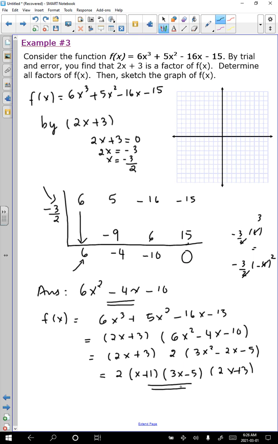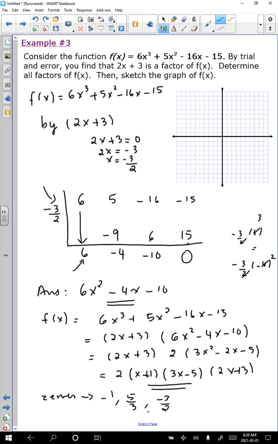And then you're asked to sketch it. So how would you sketch this polynomial? Well, you're going to look at the zeros it's going to have. You're going to put each of them equal to 0. x plus 1 equal to 0 means x equals negative 1. 3x minus 5 equals 0, so x equals 5 over 3. And 2x plus 3 equals 0, which means x equals negative 3 over 2.